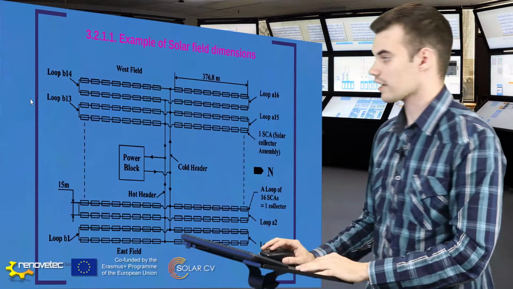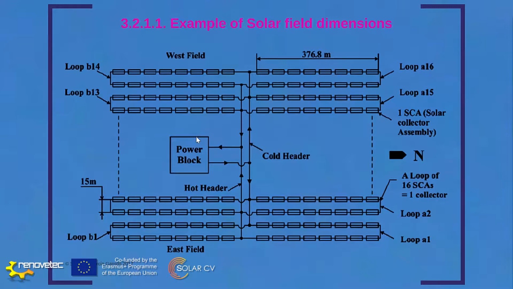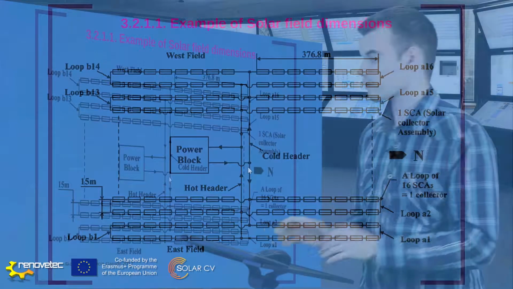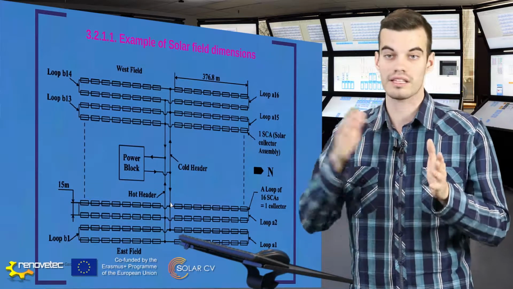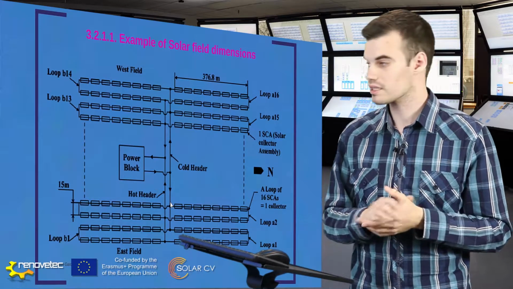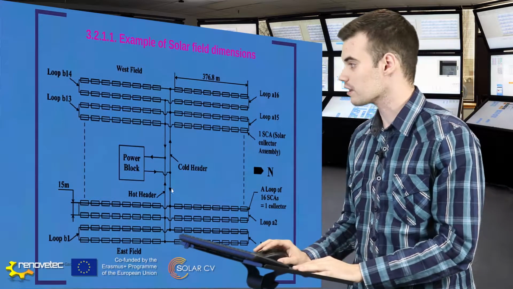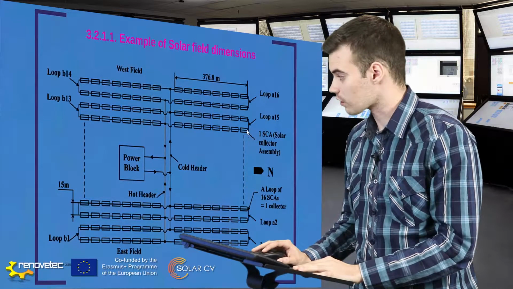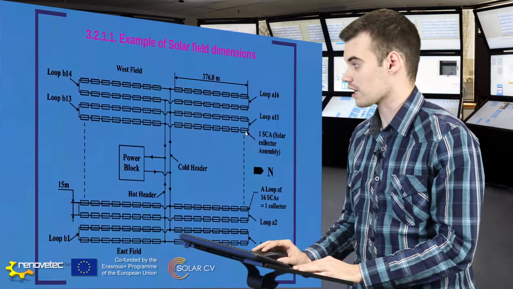Here we can see an example. The power block, which we will study in the 8th unit, is located at the center. Here is the cold pipe, and here is the hot pipe. As we are going to study in the following lesson, a loop is called a loop because the hot pipe and the cold pipe are more or less in the same place. So we are making a loop in the solar field, with collectors, SCAs, solar collector assemblies, and a loop is made up of several collectors.